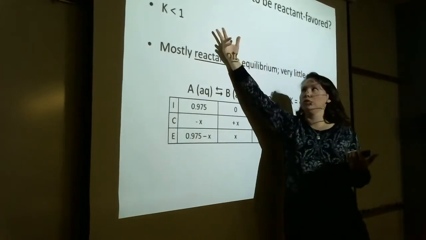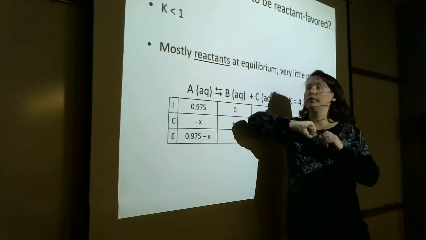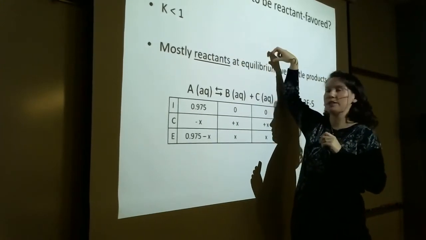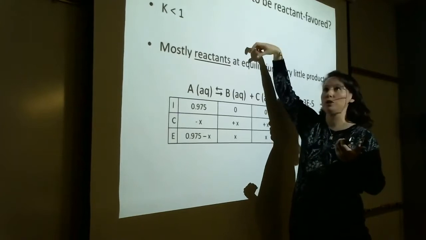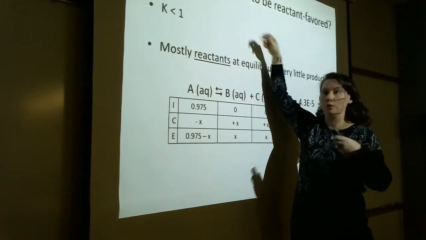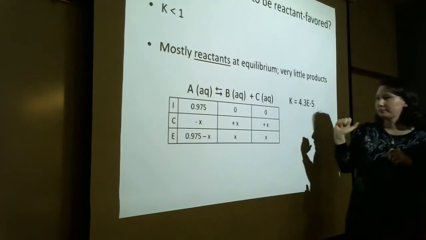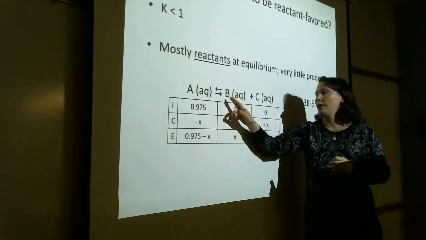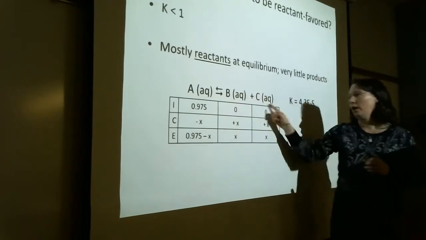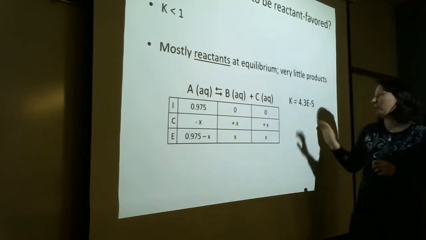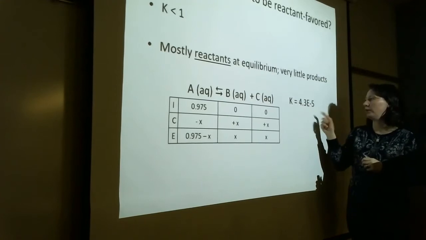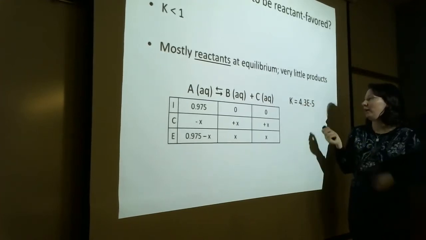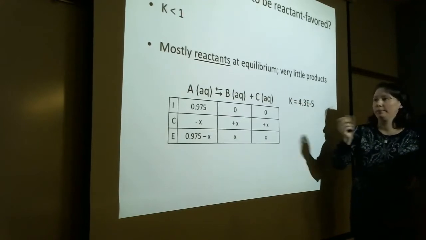Now the opposite is true if K is greater than 1. How do you get a value of K greater than 1? That means the numerator, the products, is bigger than the denominator. So for instance, 4 over 2 would be greater than 1, and 2 over 4 would be less than 1. So let's look at this reaction, just a generic reaction. A is in equilibrium with B plus C, all three aqueous, and we're told that K is equal to 4.3 times 10 to the negative 5th. That's reactant favored, definitely a value less than 1.